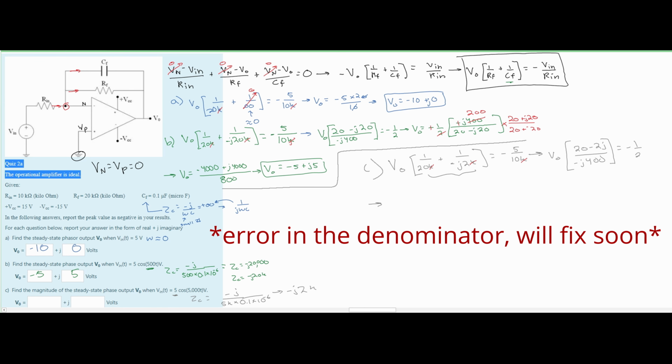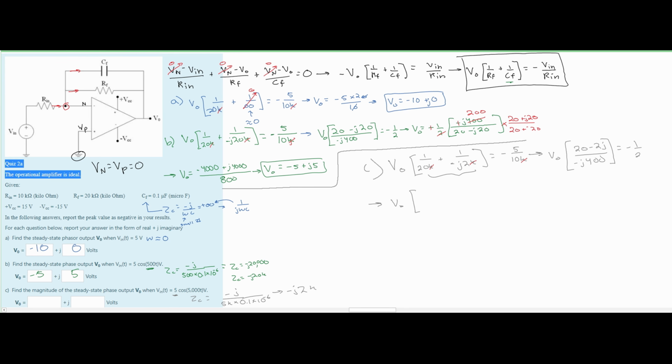And we can now simplify it further by multiplying both sides by the inverse of what is being multiplied by our 20 ohms, so this stuff right here. Now we can multiply both sides by what was being multiplied by our V0 in the inverse. That way we can get the V0 by itself. So we're going to have the negative 1/2. 20 minus 2J should be on the bottom, and we're going to have a negative J 400 up top. We can combine the negatives, so we'll have a positive. We will get rid of this and make this a 200.